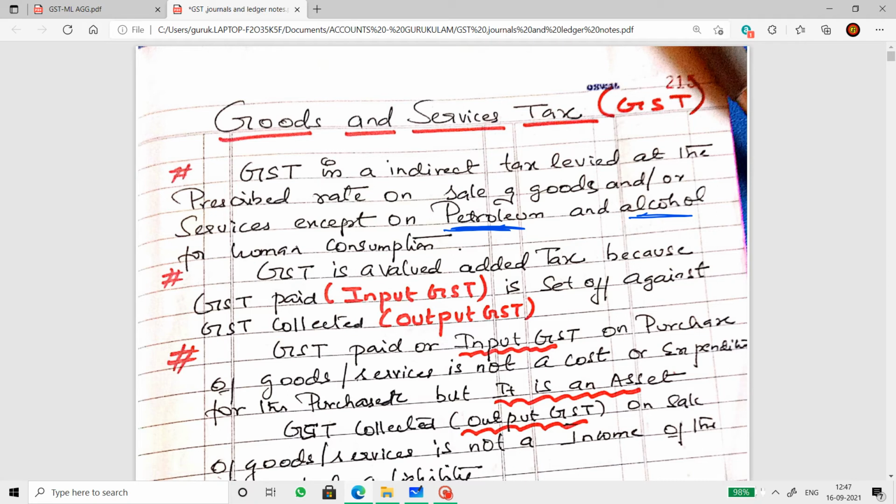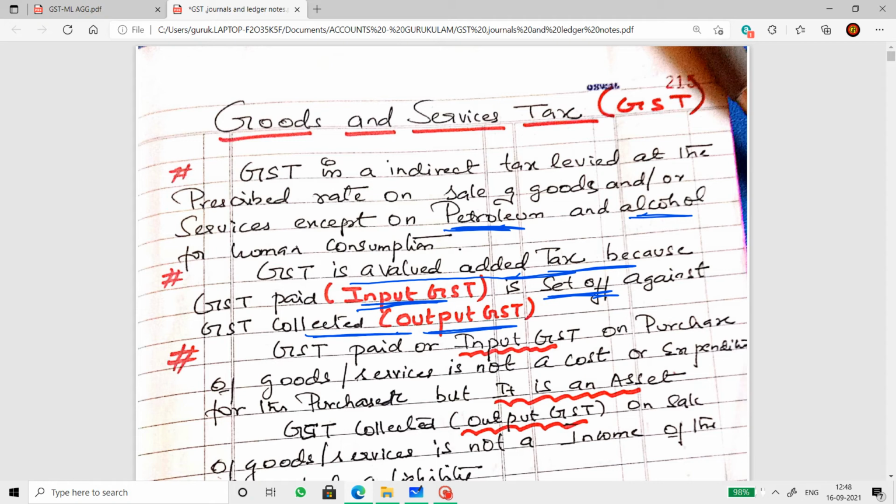Point 2. GST is considered as a value added tax. That means GST paid, otherwise called input GST, is set off against the GST collected, which is called the output GST in short.